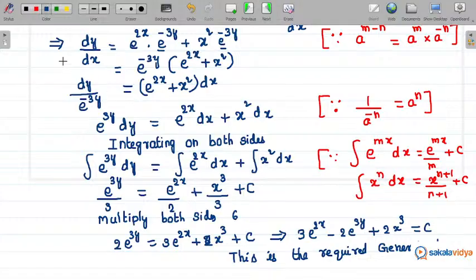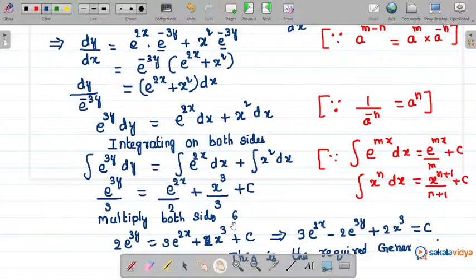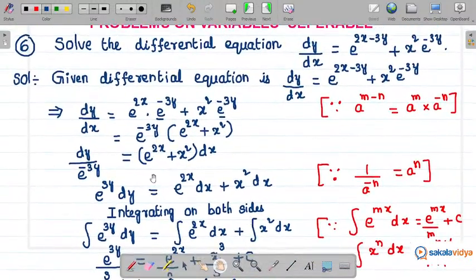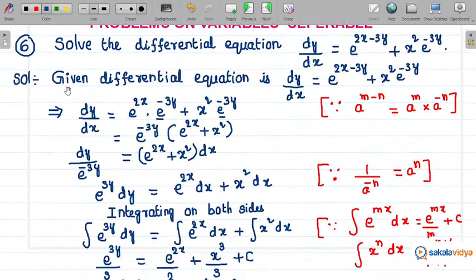Okay, let me repeat this question once again. Given differential equation is dy by dx is equal to e power 2x minus 3y plus x square e power minus 3y. Now, dy by dx is equal to e power 2x minus 3y, we can write e power 2x into e power minus 3y plus x square e power minus 3y. Take out e power minus 3y common. So, e power minus 3y into e power 2x plus x square.